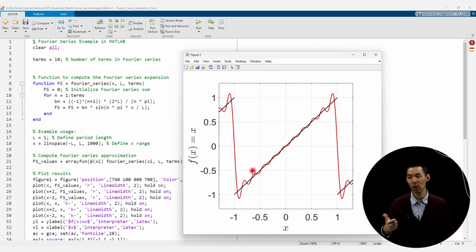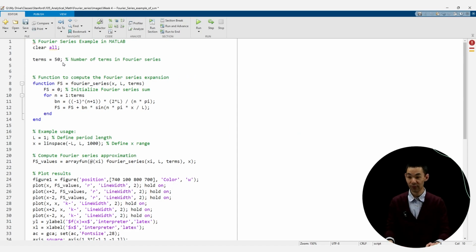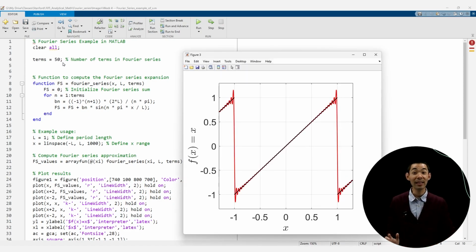Now I've taken sine 1, sine 2, sine 3, all the way to sine 10. We can keep going, and I can do sine of 50, for example, and it's even better now. You can really see how effectively the sine series is converging to this linear function f of x equal to x as we add more and more terms. Now, I wanted to mention a couple of things.